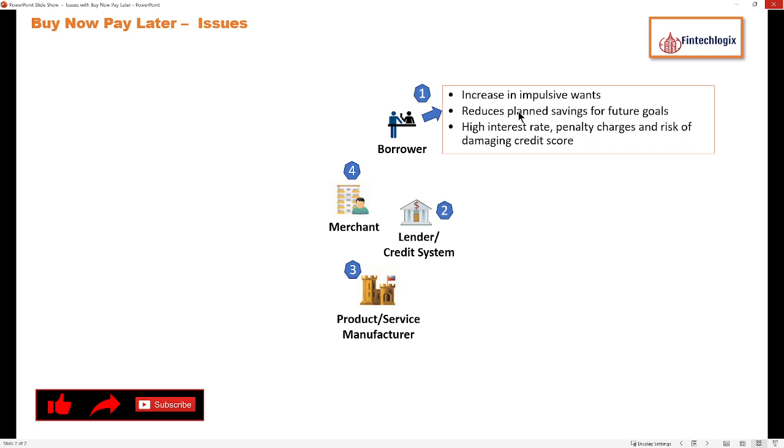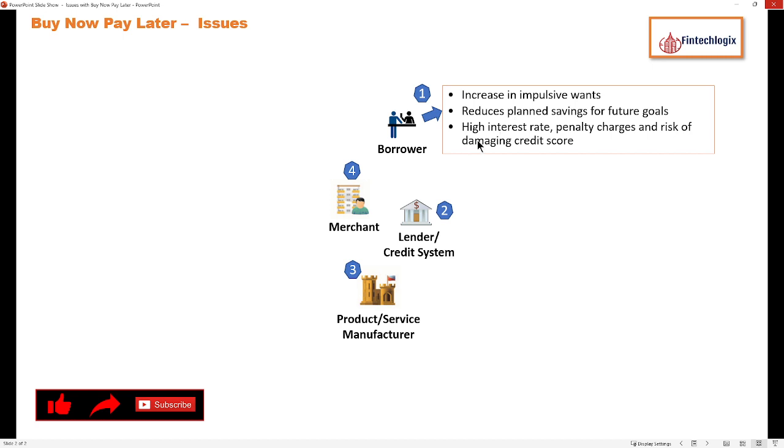Now, it reduces planned savings. In the initial days, when a customer would like to buy something, they would definitely save for a certain period for their future goals and then fulfill that. Instead of that, because of BNPL, that is not required, and this discourages planned savings.